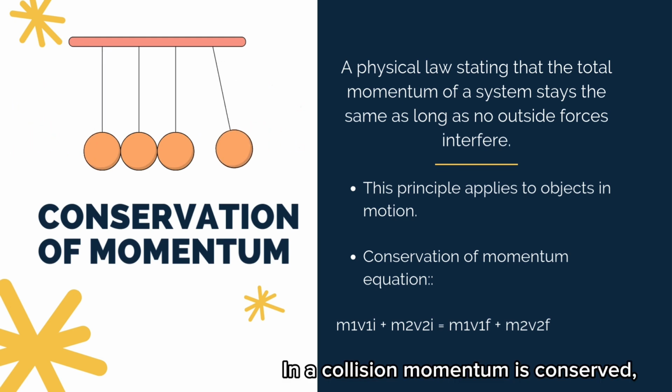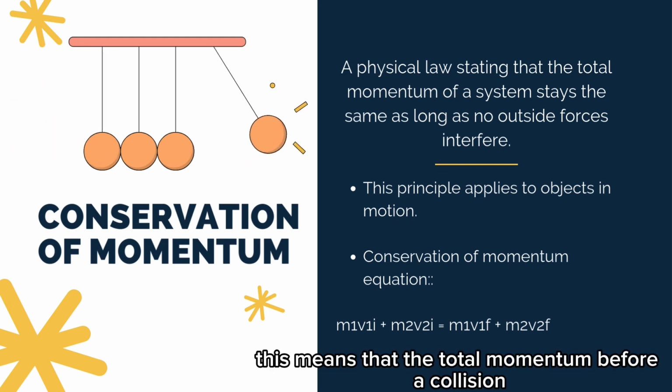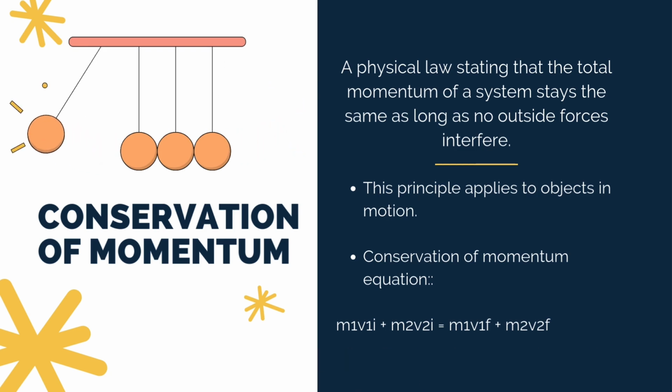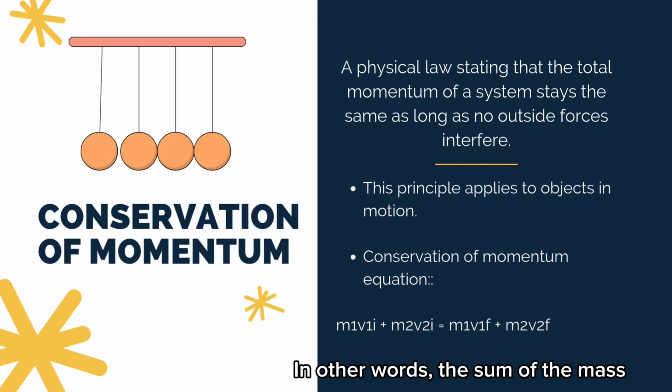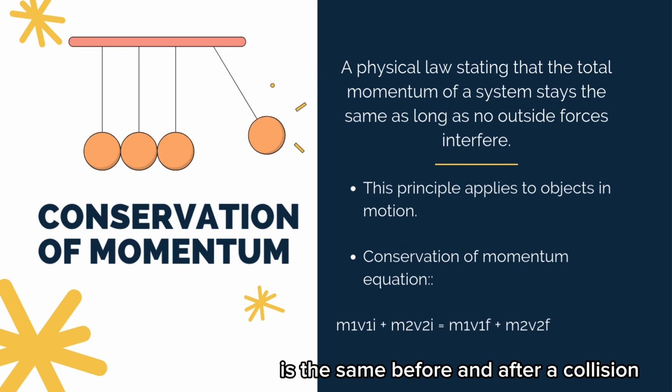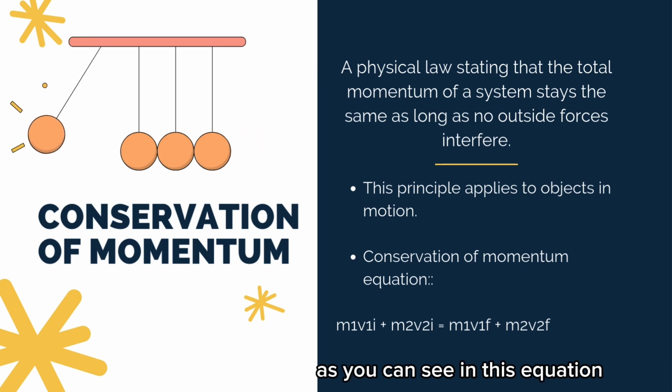In a collision, momentum is conserved. This means that the total momentum before a collision is equal to the total momentum after a collision. In other words, the sum of the mass times the velocity of each object in the system is the same before and after a collision, as you can see in this equation.